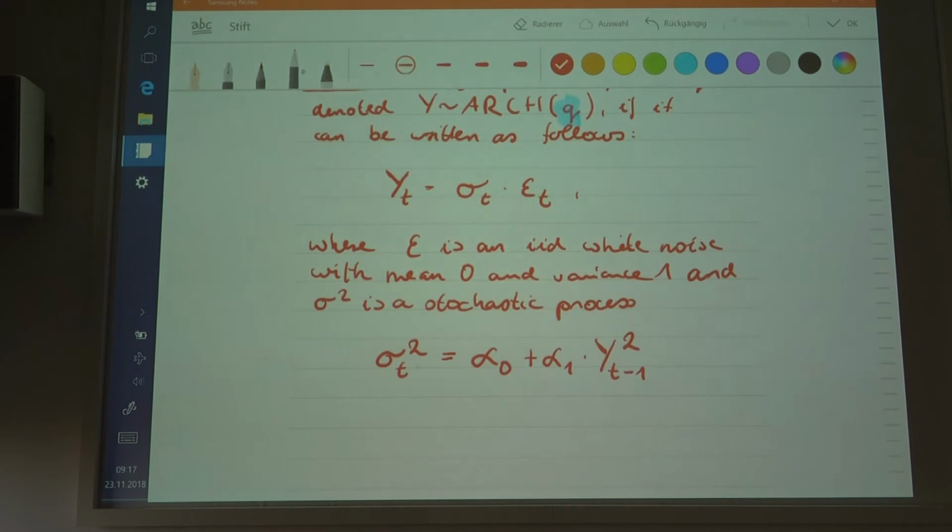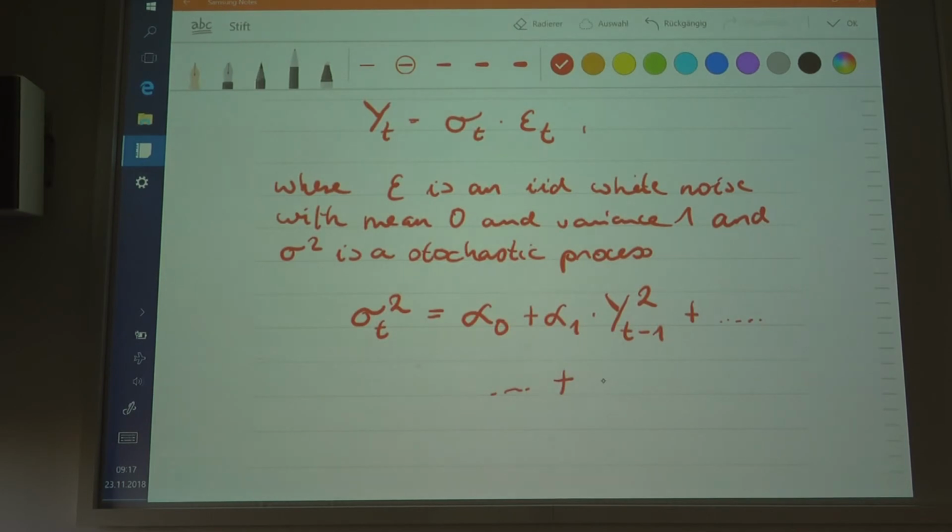It doesn't stop there, and you would continue. Let me add the last one here. You have alpha 1 times y t minus 1 squared, plus alpha 2 times y t minus 2 squared, et cetera, and the final one is alpha q times y t minus q squared. So this is how it looks.